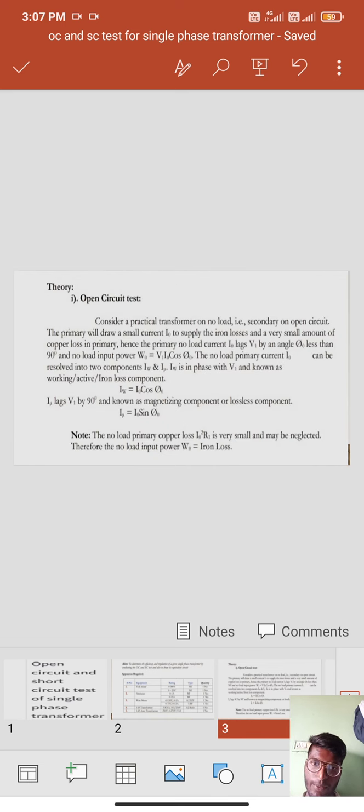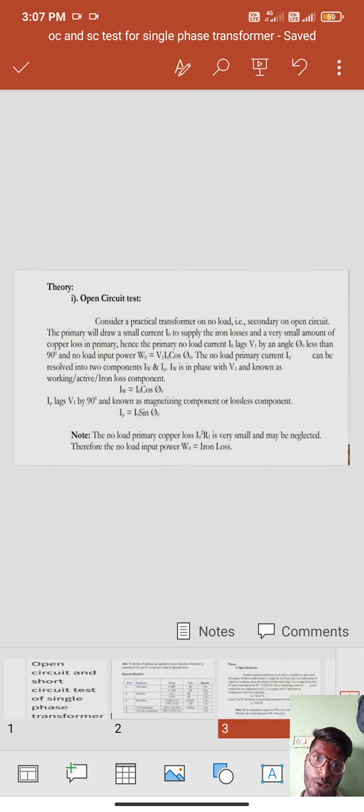Theory of open circuit test. Consider a practical transformer on no load, secondary on open circuit. The primary will draw a small current I0 to supply the iron losses and a very small amount of copper losses in the primary. Hence the primary no load current I0 lags V1 by an angle theta, less than 90 degrees, and the no load input power equals V1 I0 cos theta.